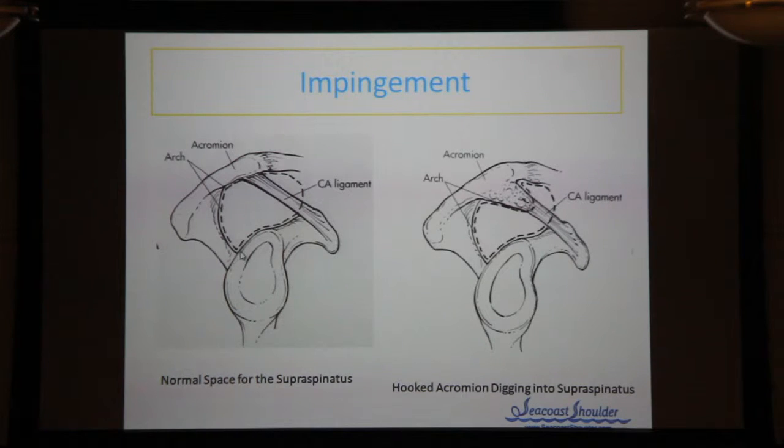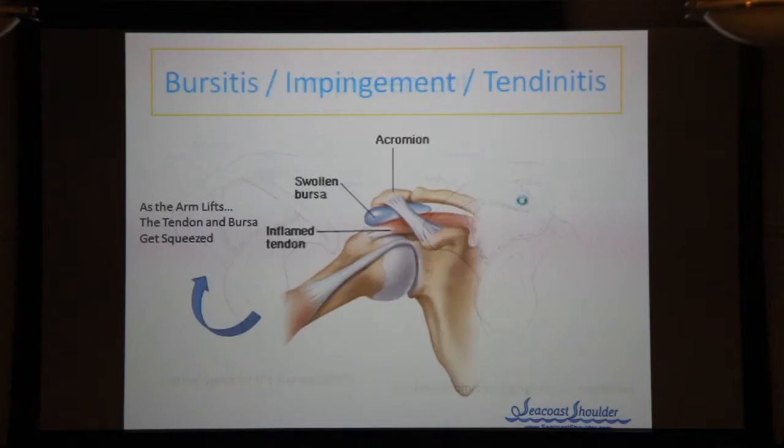Again, another little picture. This picture here on the left shows you the space where the supraspinatus tendon and muscle reside. It resides underneath the acromion. So if you have a large bone spur digging in, then that bone spur is pushing into the supraspinatus, causing pain whenever you lift up your arm.